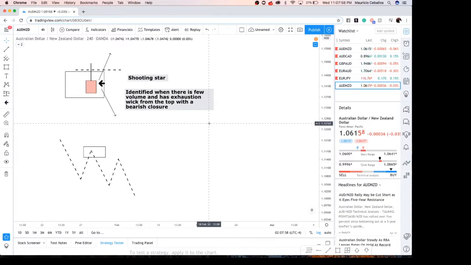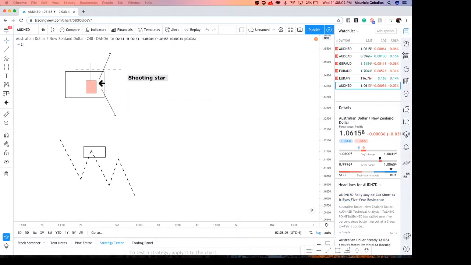Cool. So this next one is one of my favorite ones. Okay, but understand that it has certain rules. Let's go to this next one, which is one of my favorite ones when it comes to price action.